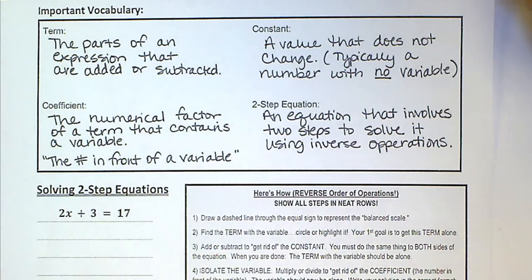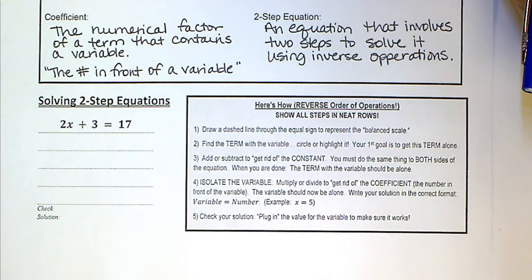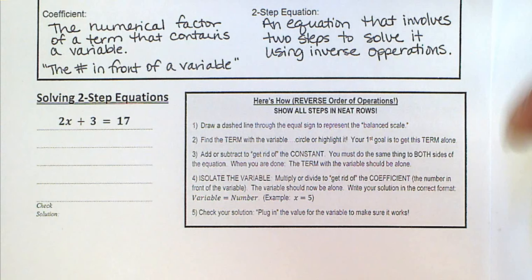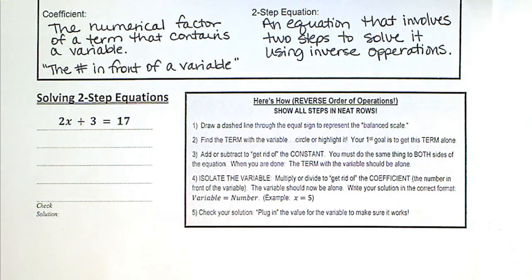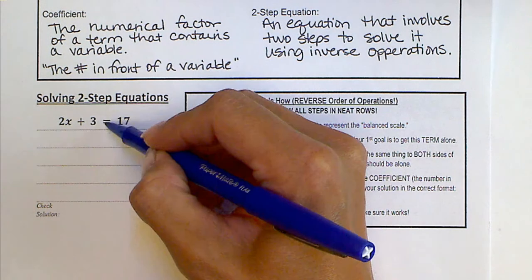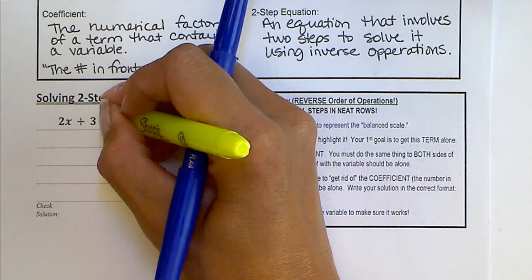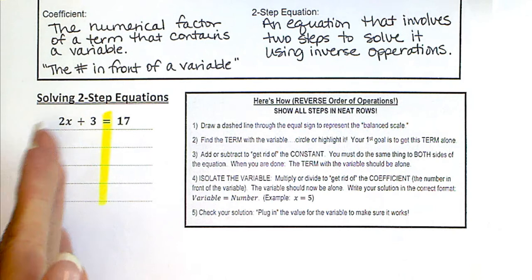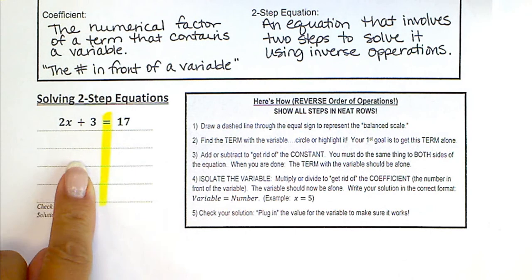Now, I'm going to show you a couple of ways to do this. And some of you will use all of the steps that I'm showing you here. I've also typed it out so that you can use this as a reference. Some students like to draw a dashed line through the equal sign, but I actually like to highlight it, and that's going to help me keep both sides balanced. So whatever I do on this side of the yellow highlighter, I need to do on this side.